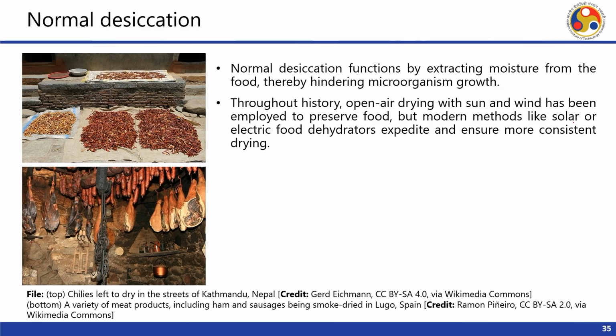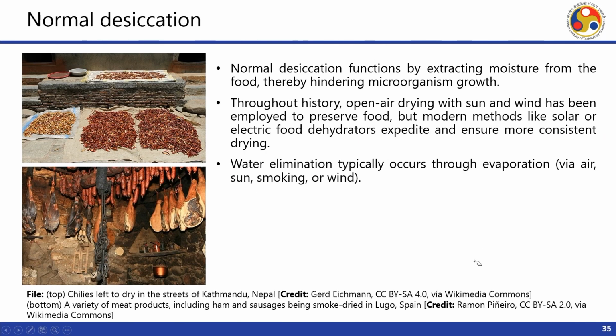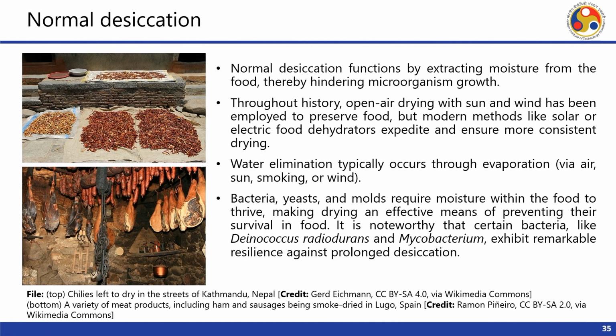But today we have modern methods like solar or electric food dehydrators, which expedite and ensure more consistent drying. The elimination of water typically occurs through evaporation via air, sun, smoking or wind. Bacteria, yeast and molds require moisture within the food to thrive, making drying an effective means of preventing their survival in food. It is noteworthy that certain bacteria like Deinococcus radiodurans and Mycobacterium exhibit remarkable resilience against prolonged desiccation.